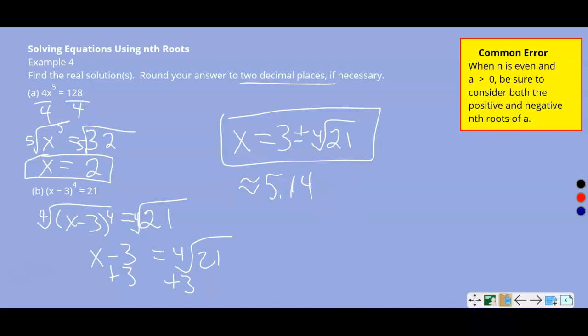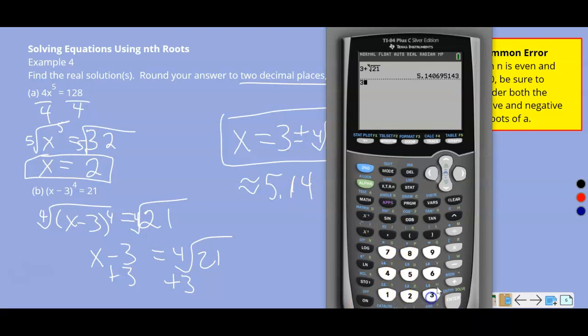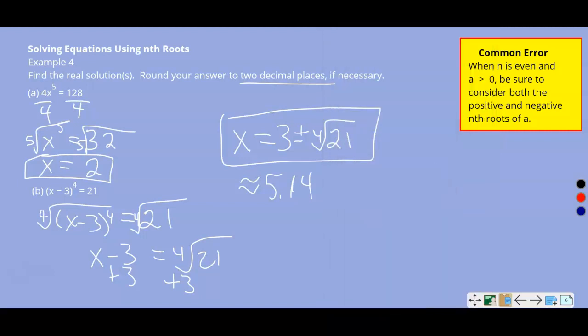And then we're going to do the same thing, except now we've got a negative. So we're going to have 3 minus, and then we're going to do the 4th root of 21. And again, it's going to change the answer because that is a negative fourth root of 21. So our second answer is about 0.86. Again, this 9 here makes that 5 round up, so about 0.86. So that would be your answers rounded to 2 decimal places.